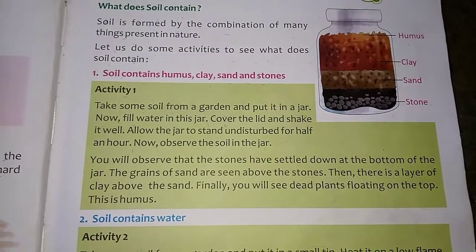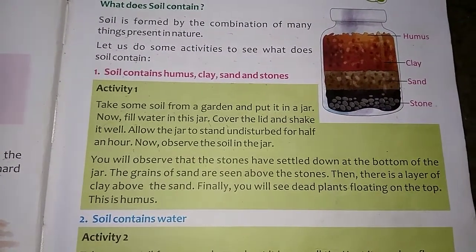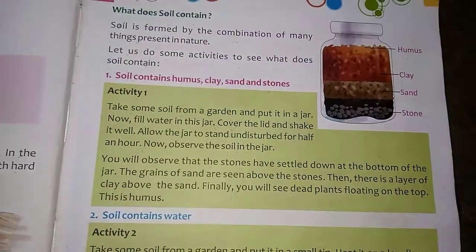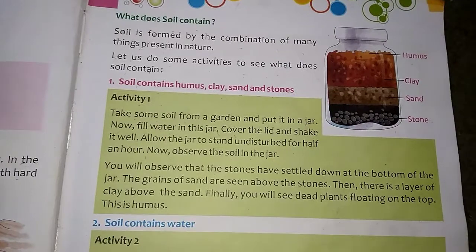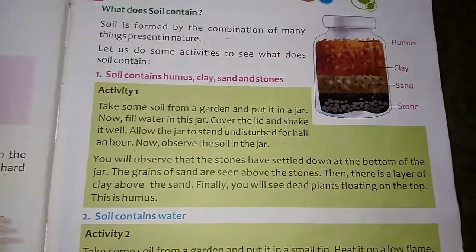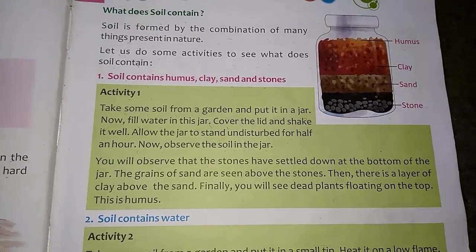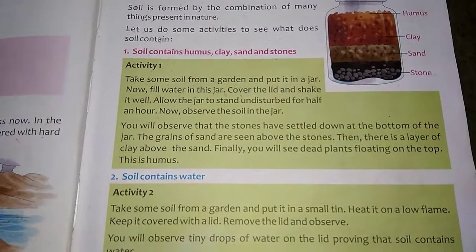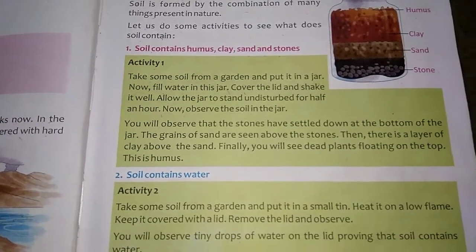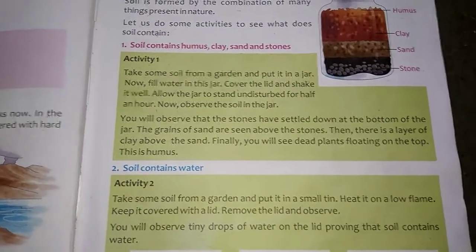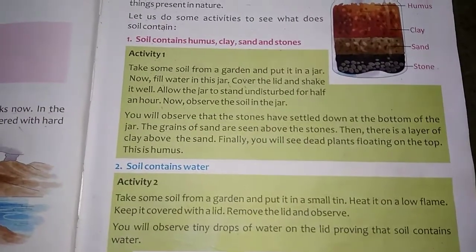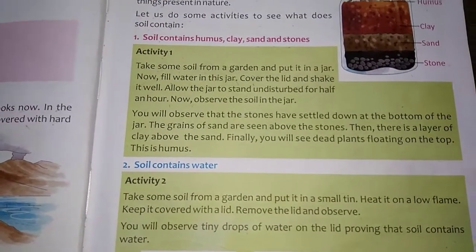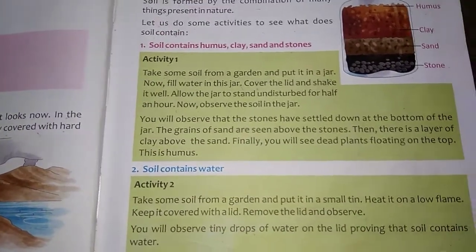Finally you will see dead plants floating on the top. Now you can see the leaves. If leaves become yellow, it means they will fall down. That is known as dead leaves, dead plants. Now dead plants will float on the water top. That is known as humus. Humus means dead plants, understood, children?